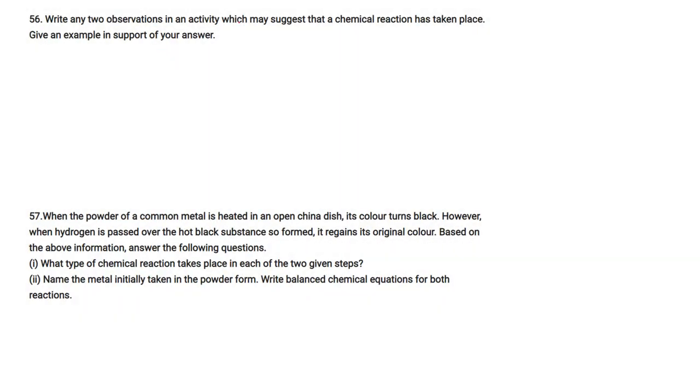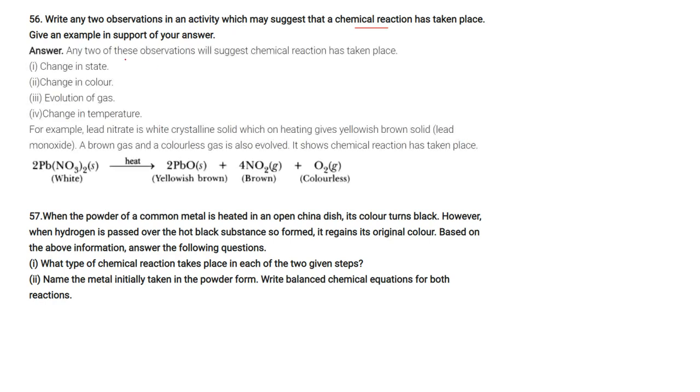Write any two observations in an activity which may suggest that a chemical reaction has taken place. Give an example in support of your answer. So what can happen? There are certain observations that we can make in a chemical reaction. First, there may be a change in color or state of the elements or compounds involved. Change in color can be there, evolution of gas can be there, and change in temperature can be there.